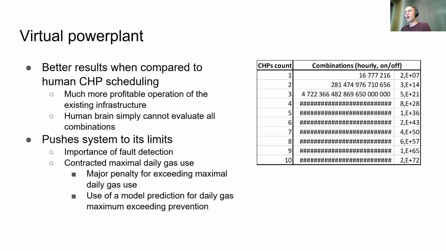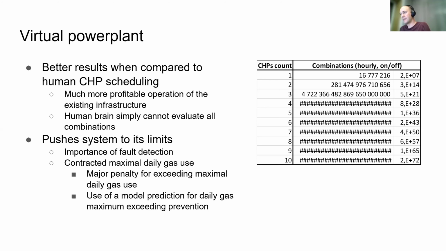And one of the side effects of this is that it pushes the system to its limit within the constraints given to the optimization, but it poses some challenges. There is, for example, the importance of fault detection, and I will illustrate this on contracted maximal daily gas use. In the Czech Republic, we get a major penalty for exceeding the maximal daily contracted gas use.